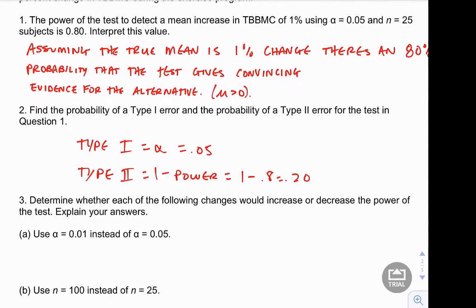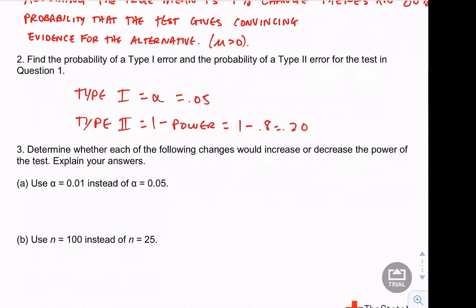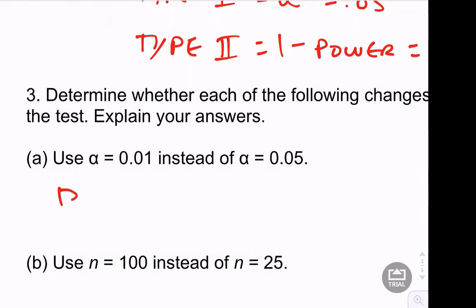Determine whether each of the following changes would decrease or increase the power of the test. Explain your answer. So if we use an alpha level of 0.01 instead of 0.05, would this increase or decrease the power of the test? If we lower our probability of a type 1 error, think about what happens. We lower this alpha level. It makes finding convincing evidence to reject the null more difficult. So it would actually decrease the power because it makes it harder to find evidence that would go against the null.